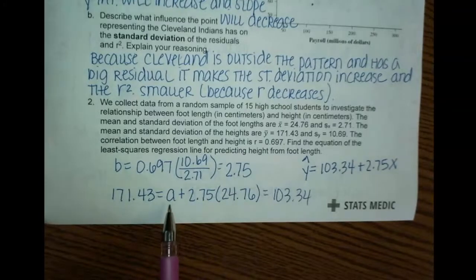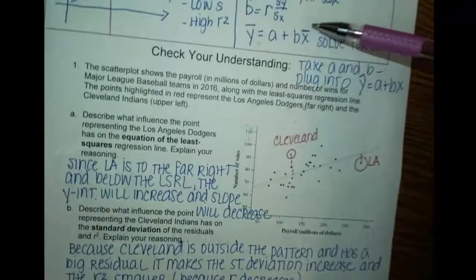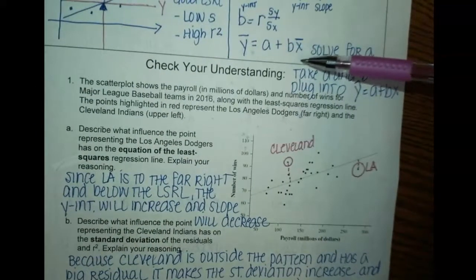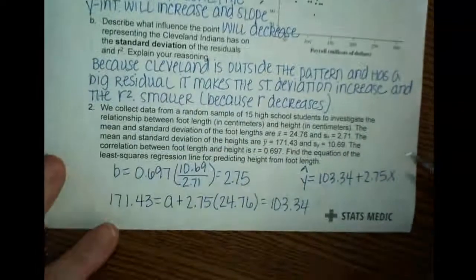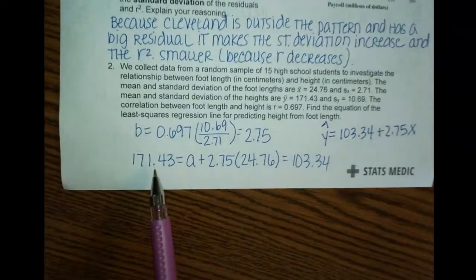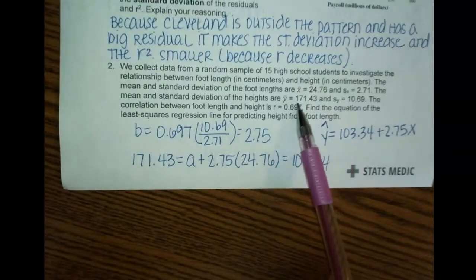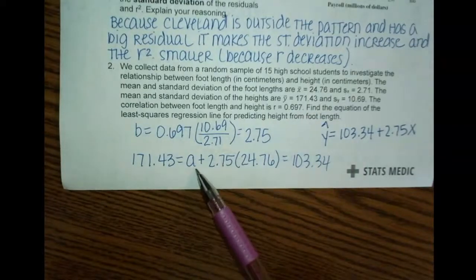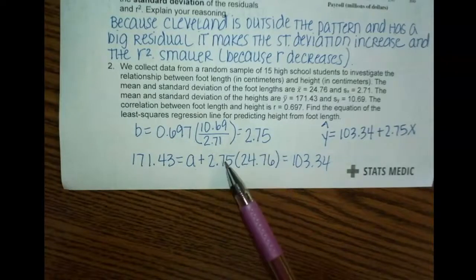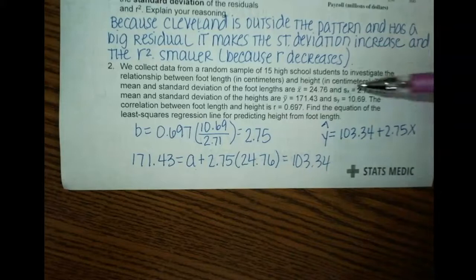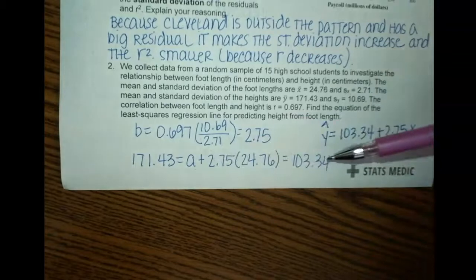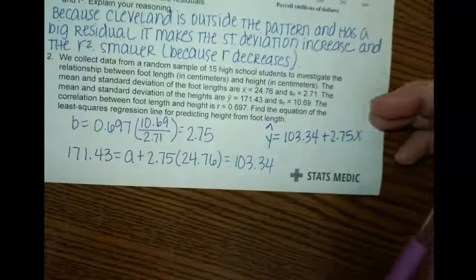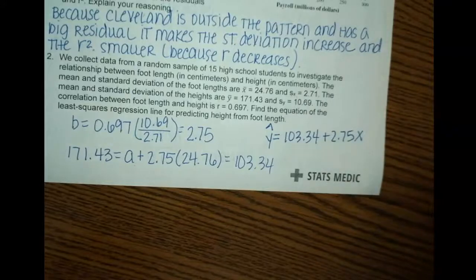To find my Y-intercept, I had to use this, and remember this is on your formula sheet, y bar equals a plus b x bar. And I plugged in all the numbers that I had. Y bar was up here, 171.43 equals a, which is what we're looking for. 2.75 is the b, we just found that. And x bar is right here in our story. Plugged everybody in, solved for a, and I got 103.34. And your final step is to plug it into the equation, and now you have your least squares regression line, and you could make predictions off of this if you wanted to.